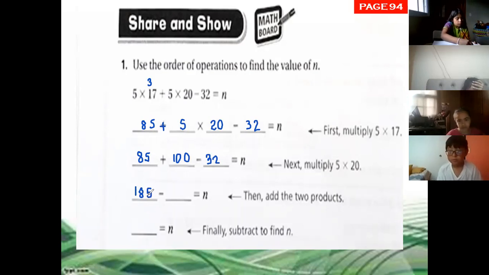And now what am I going to do? I'm going to subtract 32. I need to subtract 32. So 185 minus 32. Wait, miss, 2 is a 1? It's 33. It's 33. Put a 1 and it's 153.